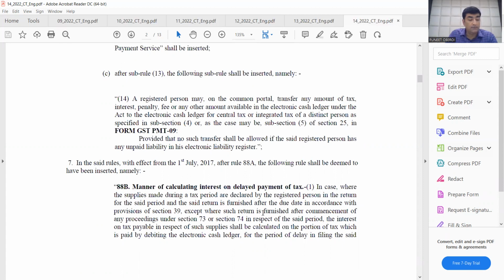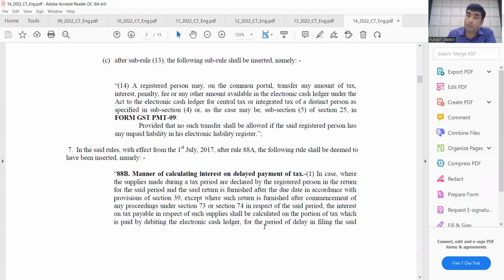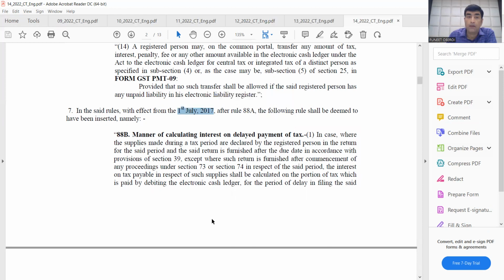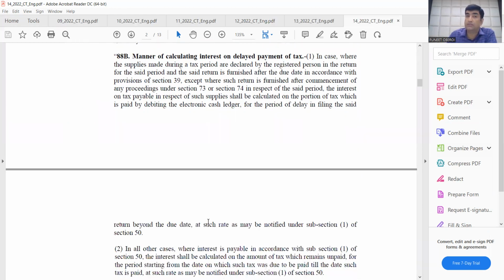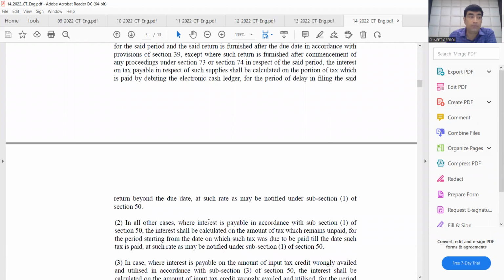It is not very different from the fact that now interest will be calculated on the cash portion only. It will not be calculated on the gross. So it is very clear. Now this basically has been substituted from 1st of July 2017 with retrospective effect. So all those issues and concerns which were being raised have been put to rest now. So it basically says that if there is a delay in filing of the return, then interest will be calculated from the due date of filing of that return till the date when the return is filed, only on the amount of tax which remains unpaid.